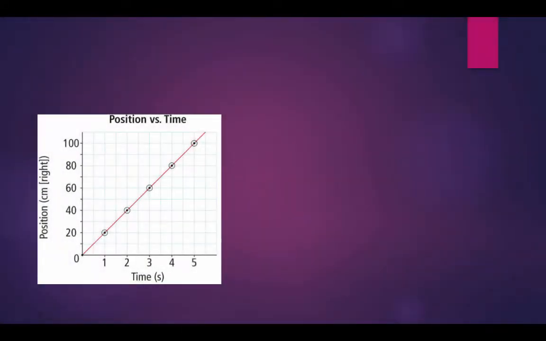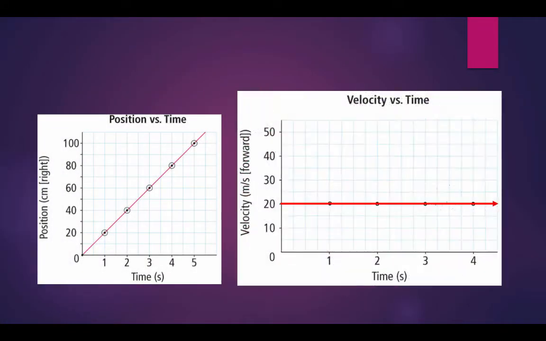If we were to graph the position time data as a velocity time graph, the graph would be a straight horizontal line at 20 centimeters per second. This means that the velocity is uniformly 20 centimeters per second to the right at all times. It is not speeding up, nor is it slowing down.